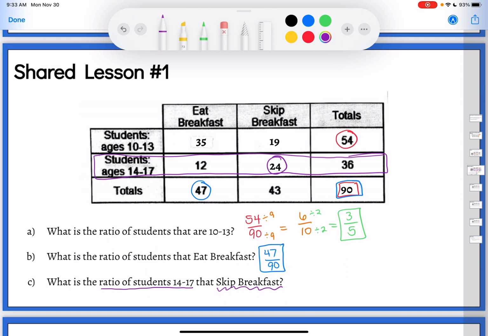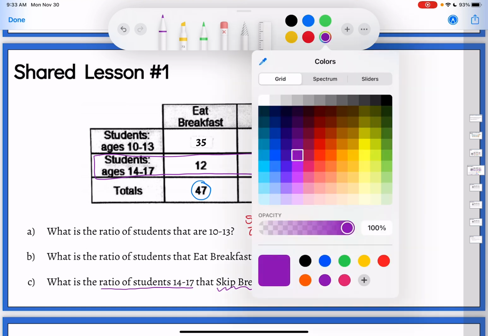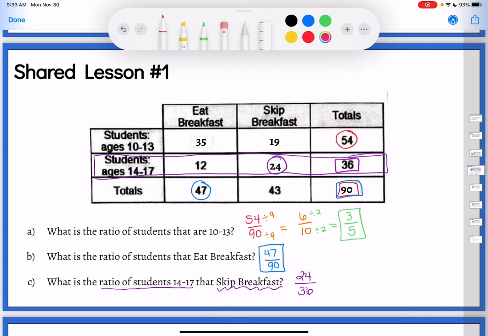In this one, my number who skip breakfast is 24, but the total number that I'm looking at is only the total number of students aged 14 to 17. So I have 24 out of 36. And again, we're going to reduce whenever we can. Here it looks like I could divide both of those by 12. So I reduce this and I get 2/3. 2/3 of our 14 to 17-year-olds skip breakfast. Oof, that seems like a lot, right?